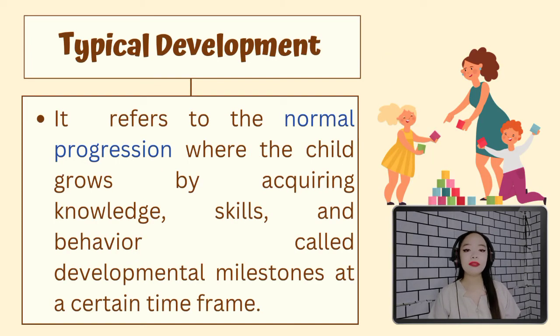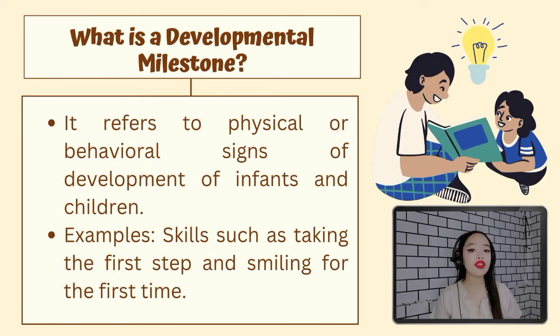So, what is typical development? Typical development refers to the normal progression where the child grows by acquiring knowledge, skills, and behavior, called developmental milestones, at a certain time frame. So to be specific, what are developmental milestones? Developmental milestones refer to physical or behavioral signs of development of infants and children. Examples of these are skills such as taking a first step, smiling for the first time, and waving bye-bye.